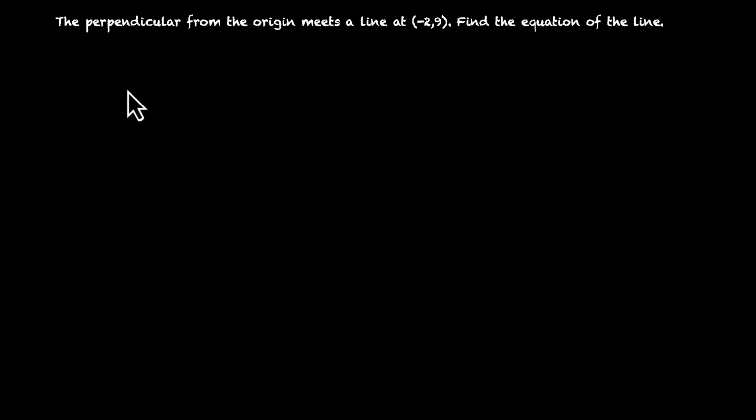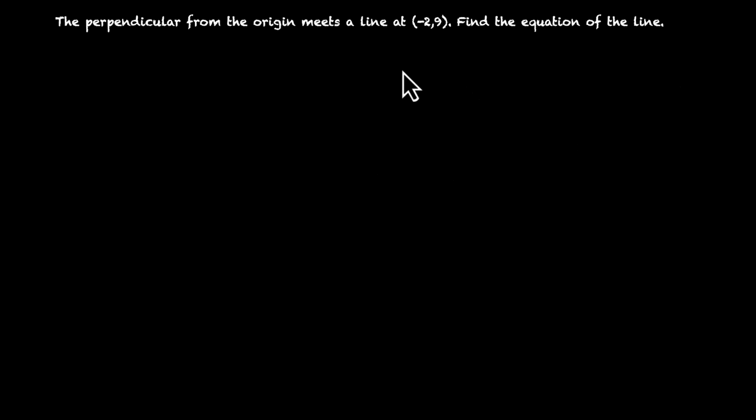In this video, we'll solve some problems that involve the foot of the perpendicular from the origin. Here's the first one. The perpendicular from the origin meets a line at -2, 9. We need to find the equation of this line. Pause the video, try this on your own.